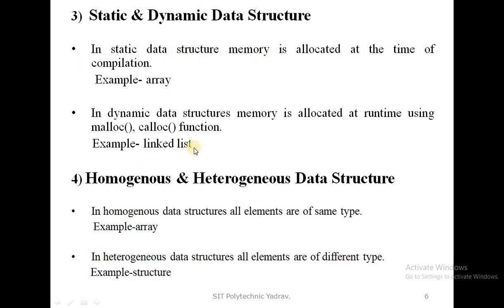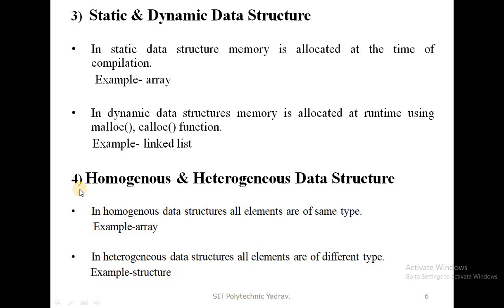And in a linked list, memory is allocated at runtime, so it is known as a dynamic data structure. This is how memory is allocated using the malloc and calloc functions. And in a static data structure, in a program, the memory is already allocated.